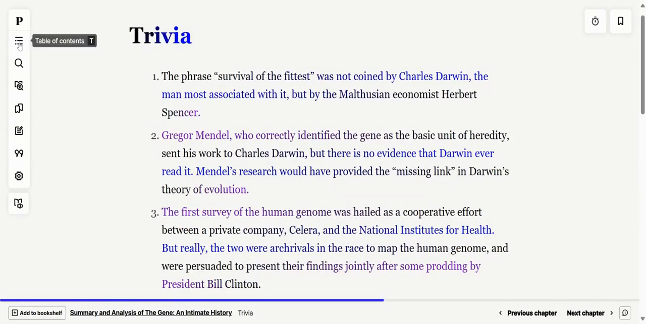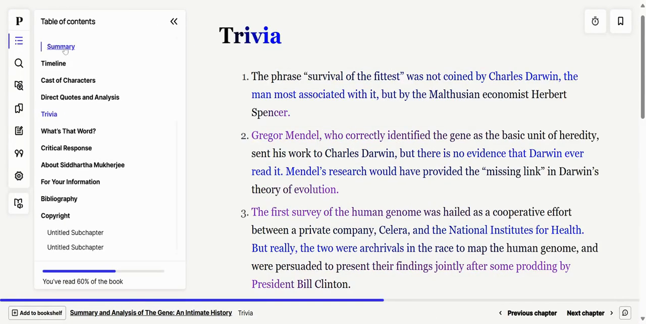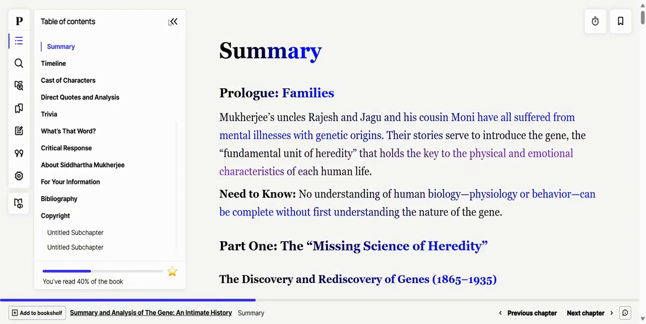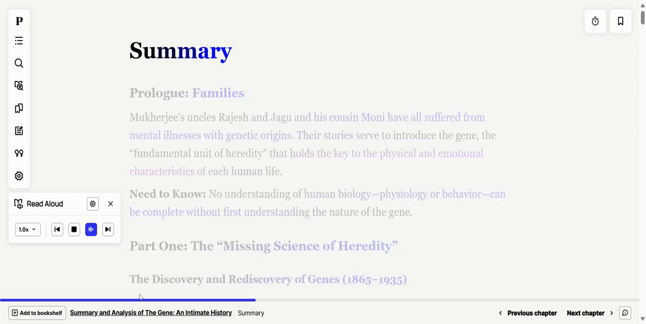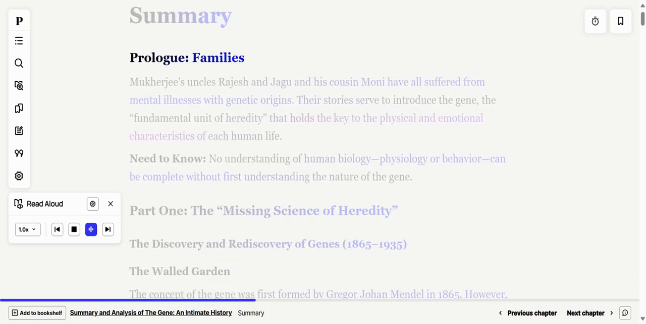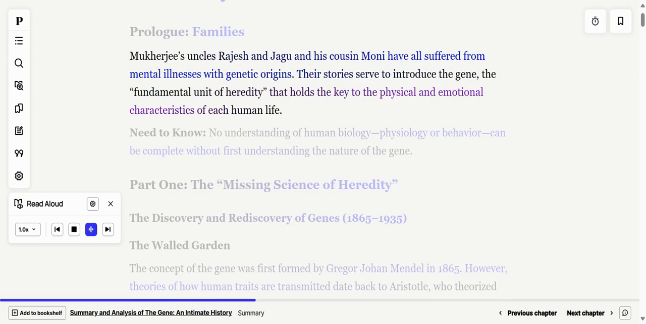Summary. Prologue. Families. Mukherjee's uncles Rajesh and Yagu and his cousin Moni have all suffered from mental illnesses with genetic origins. Their stories serve to introduce the gene, the fundamental unit of heredity that holds the key to the physical and emotional characteristics of each human life. Need to know: no understanding of human biology, physiology or behavior can be complete without first understanding the nature of the gene.